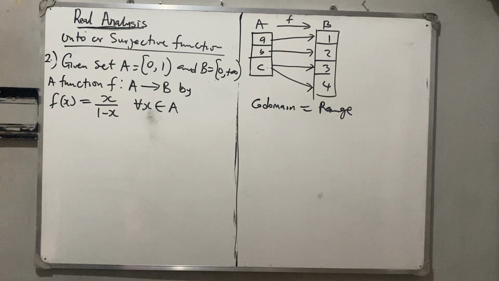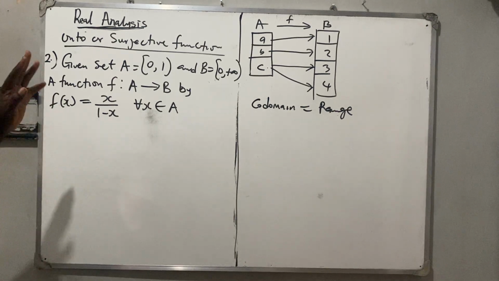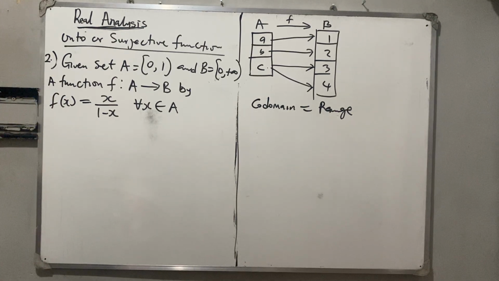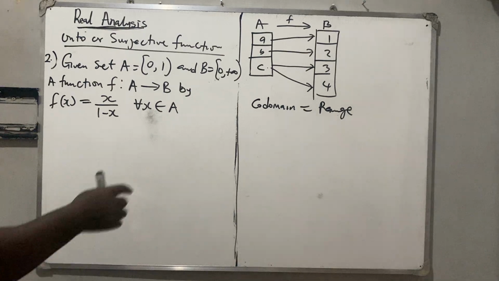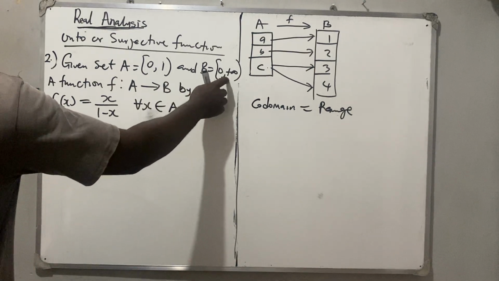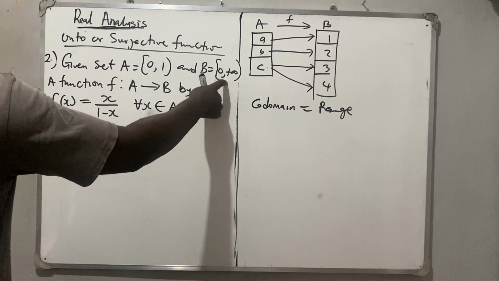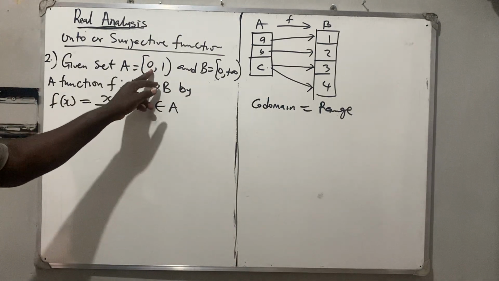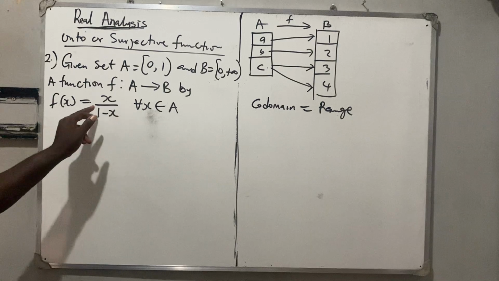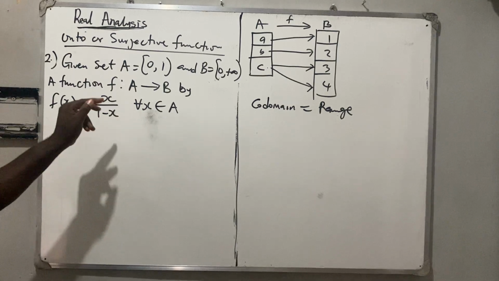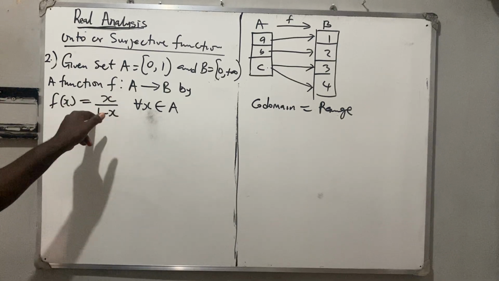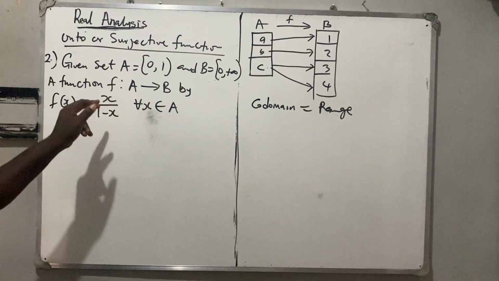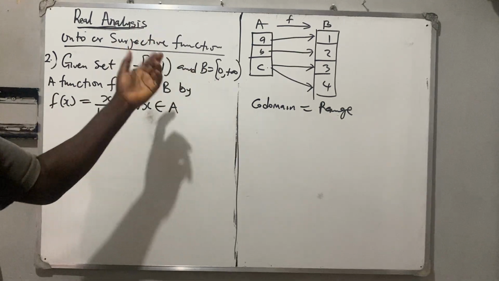Now, given this function, we will say that this function is an onto function. How? Because for any element you pick here, it is an image of an element you pick here. Pick 0, for example. If you pick 0, we have 0 over 1 minus 0, which is 0 over 1, and that is 0. 0 is found here.